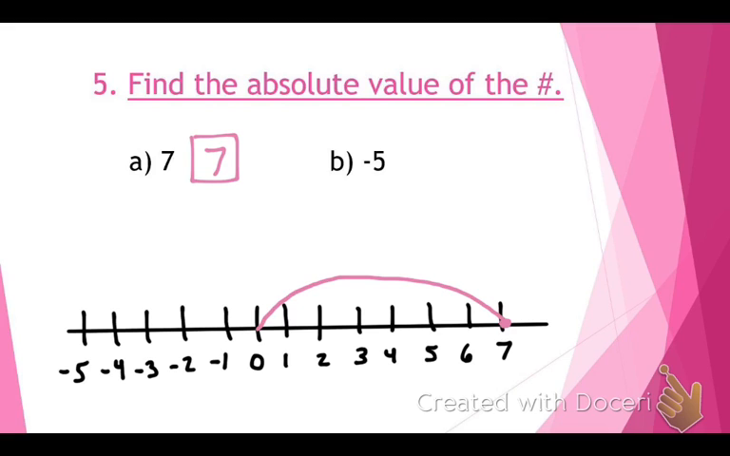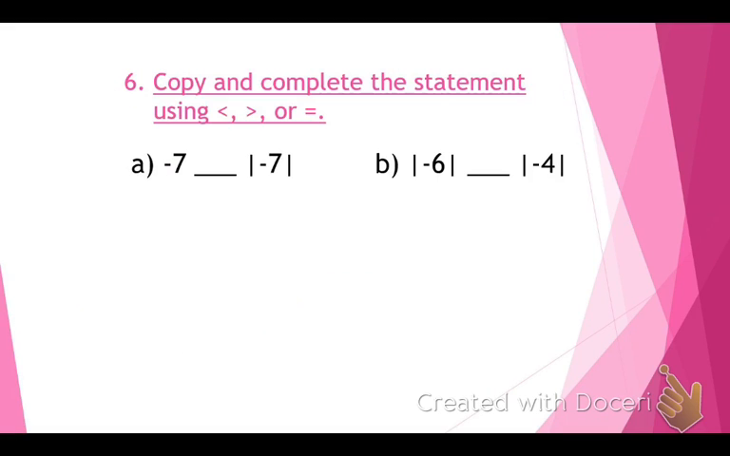What about negative 5? 5, okay, because you're hopping 5 spaces over to get to the 0, so the answer would be 5. Can I ever have a negative absolute value? No. You cannot, okay? Every single time that you have an absolute value, your answer will always be positive.